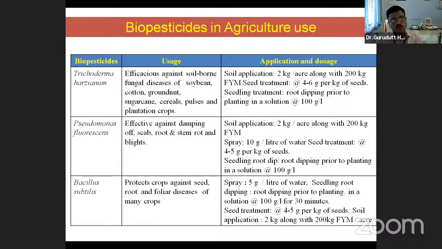See, Trichoderma harzianum is a well-known biofungicide, especially used for managing soil-borne diseases of most of the field crops, horticulture crops, vegetables, and all those crops. And it is being used as a seed treatment, soil application, seedling dip, and drenching.